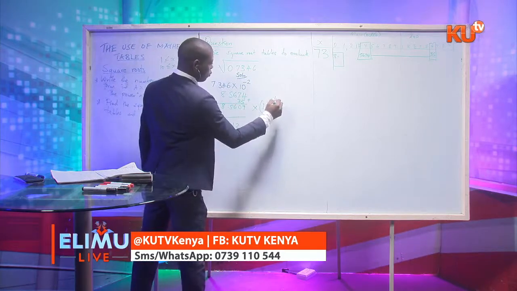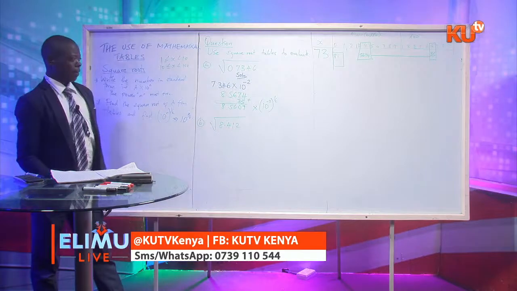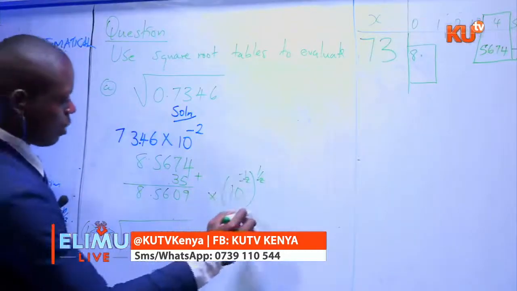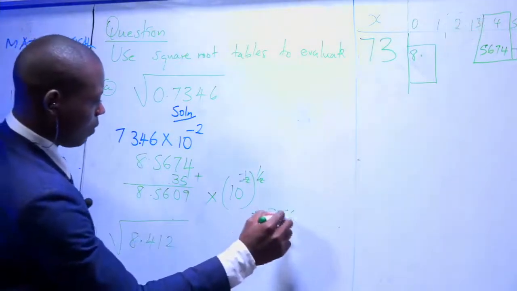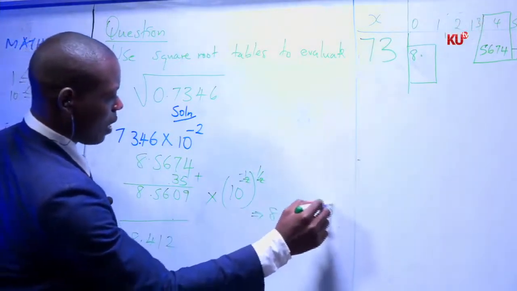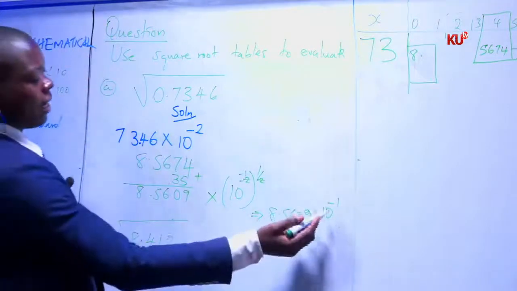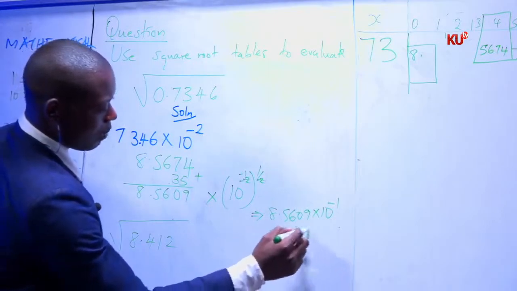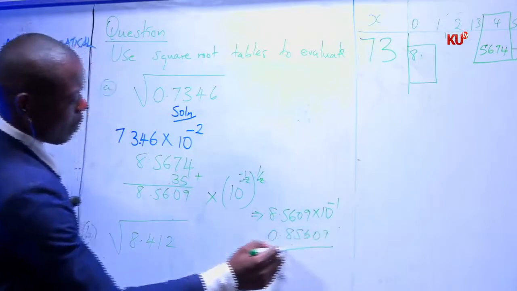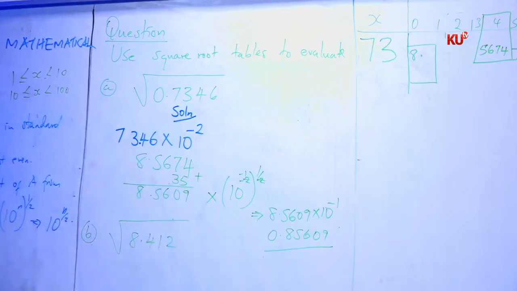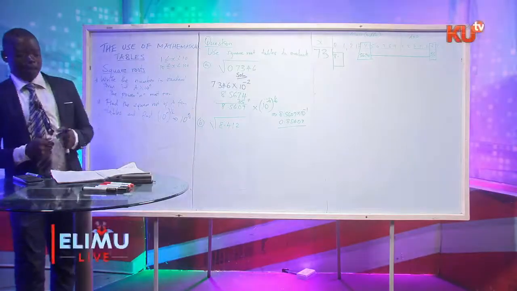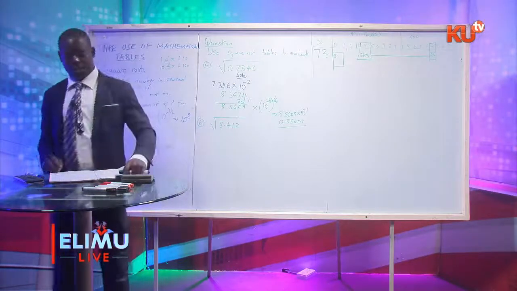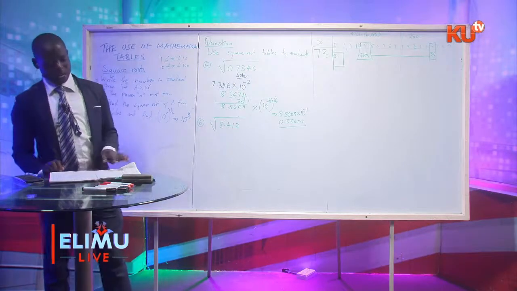We raise it to 1 over 2 because we have to find its square root as well. And these two cancel out, so this is negative 1. And so the solution is 8.5609 times 10 power negative 1. Negative 1 means we move one step to the left, so that is 0.85609. And that is the solution. We've seen how we use the column between 10 and 100.